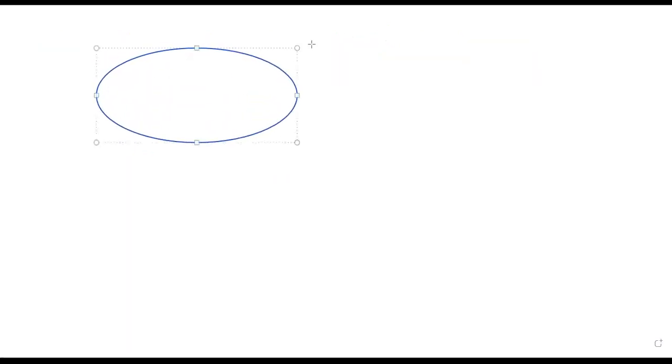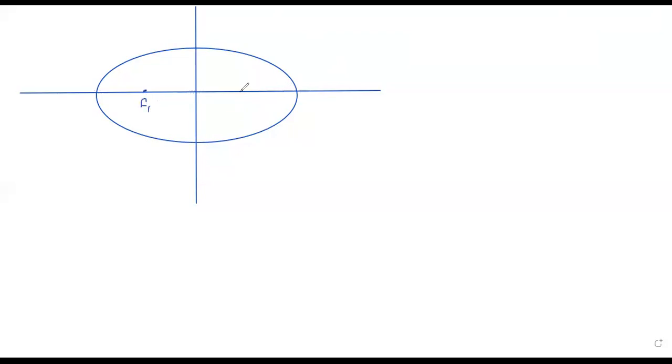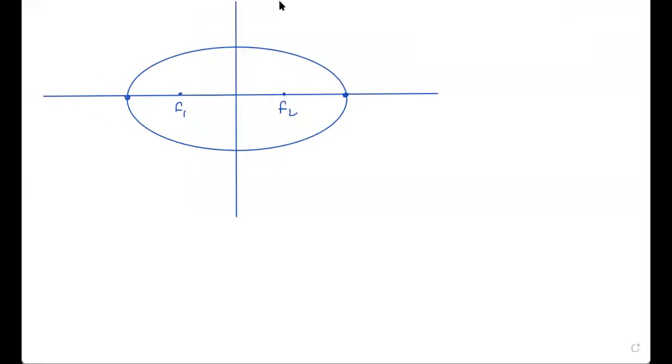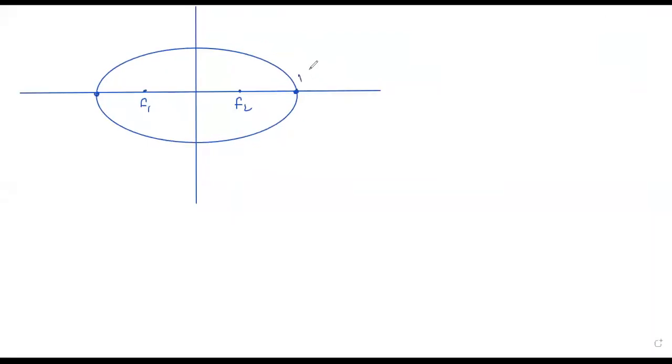So there are two types of ellipse. First, we will talk about the first type, whose major axis is on the x-axis. There are two foci, F1 and F2, and two vertices. These are the vertices of the ellipse. That part of the ellipse which intersects the x-axis, or the major axis, is the vertices of the ellipse. So the coordinates of the vertices are a comma 0 and minus a comma 0.